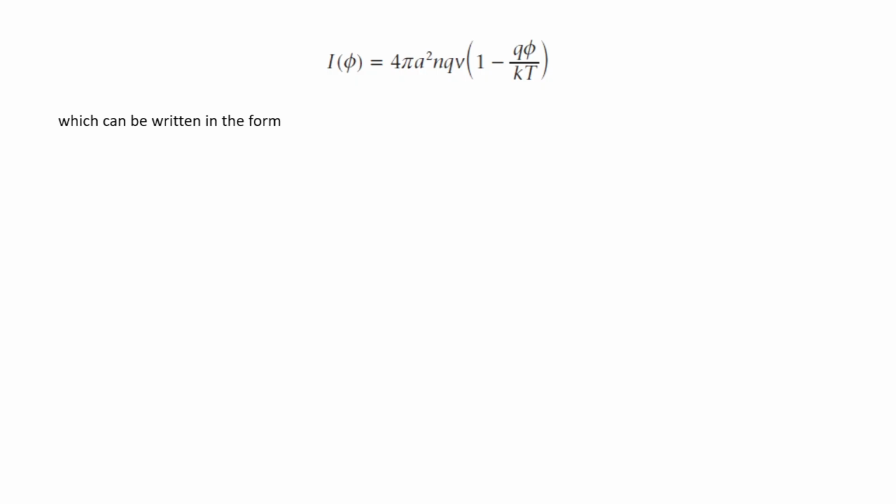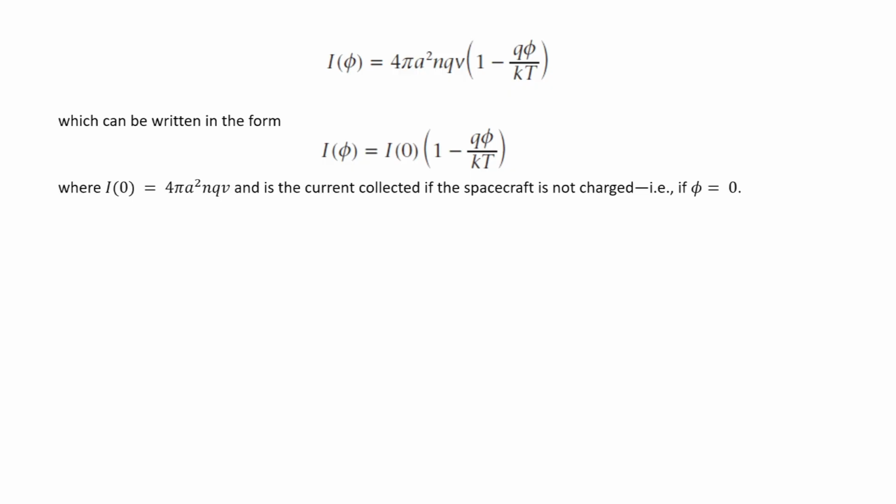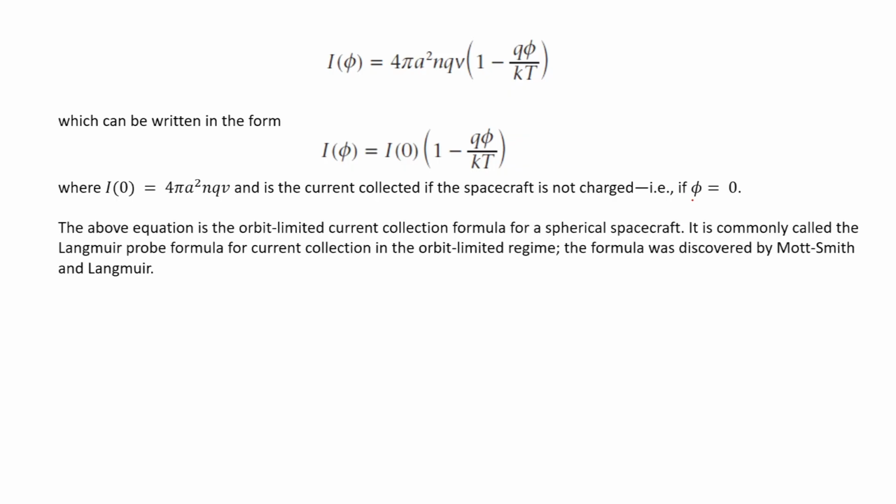Which I can write in the form I phi is equal to I 0. How have I got it? By putting phi is equal to 0. What does phi equal to 0 mean? It is just before the time this spacecraft got charged. That means this spacecraft is not charged, so phi is equal to 0. This above equation is called the orbit limited current collection formula for spherical spacecraft.